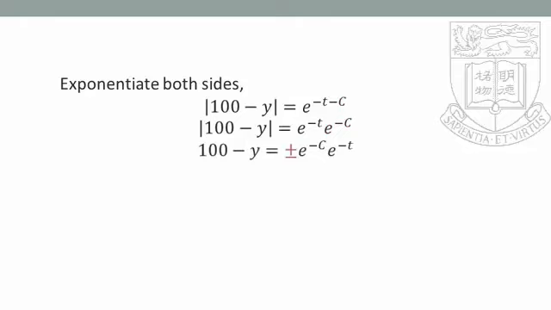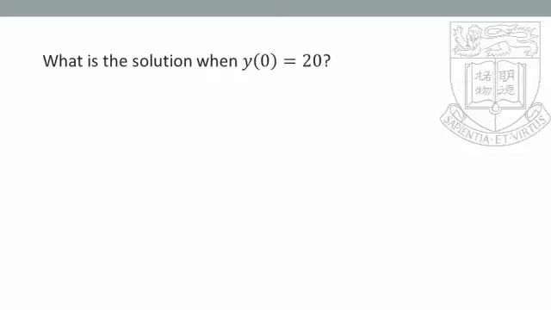Therefore, 100 minus y equals plus or minus e to the power minus c, e to the power minus t. We let d equal plus or minus e to the power minus c, where d can be any positive or negative number. Therefore, we get d e to the power minus t on the right-hand side. Rearranging this to make y the subject of the equation, we get y equals 100 minus d e to the power minus t. Now, what is the solution when y(0) equals 20?